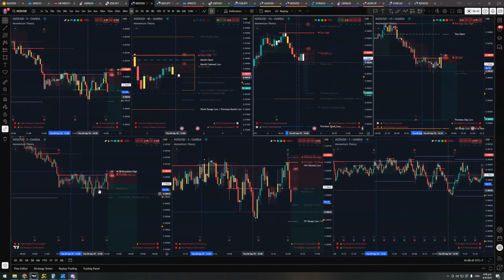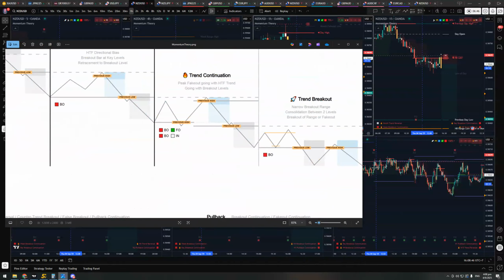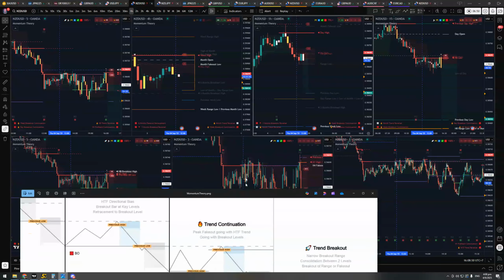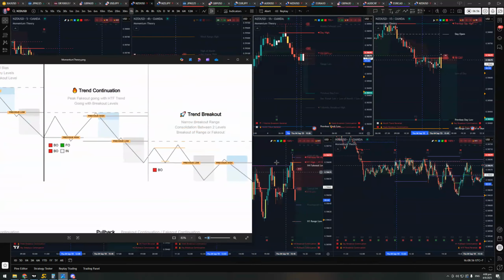And the trend continuation setup, bearish one, is a breakout followed by bullish fake out. And this is exactly what happened. Price came up, faked out the high, as well as the momentum time frame. I can see that it faked out the H4 high as well as the momentum time frame.